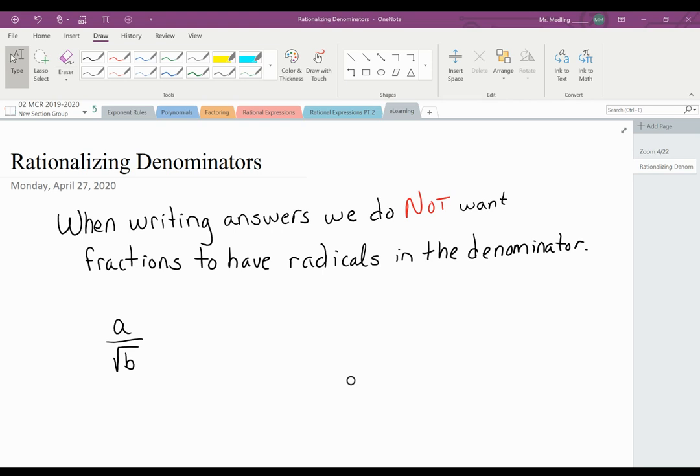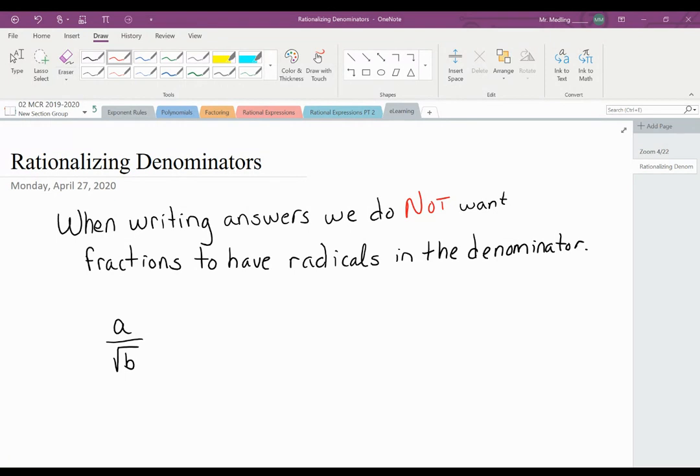All right, this week we're going to look at rationalizing denominators. Basically, when we write out our answers to any of our problems with radicals, we don't want to have a radical in the denominator of a fraction.